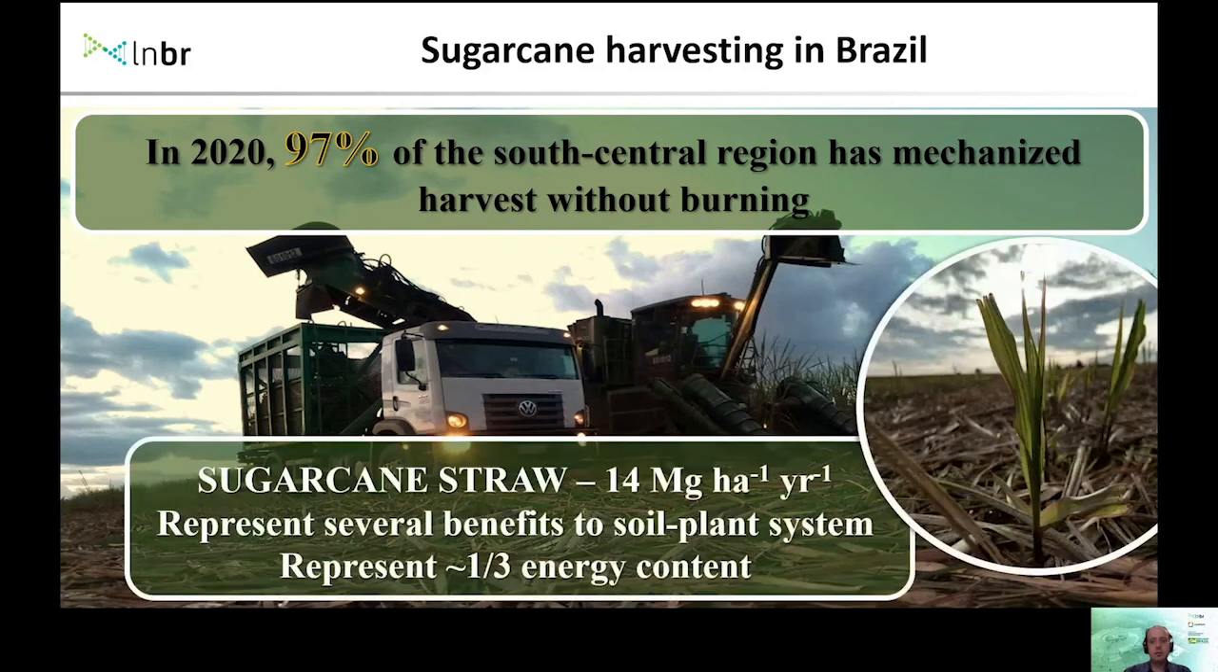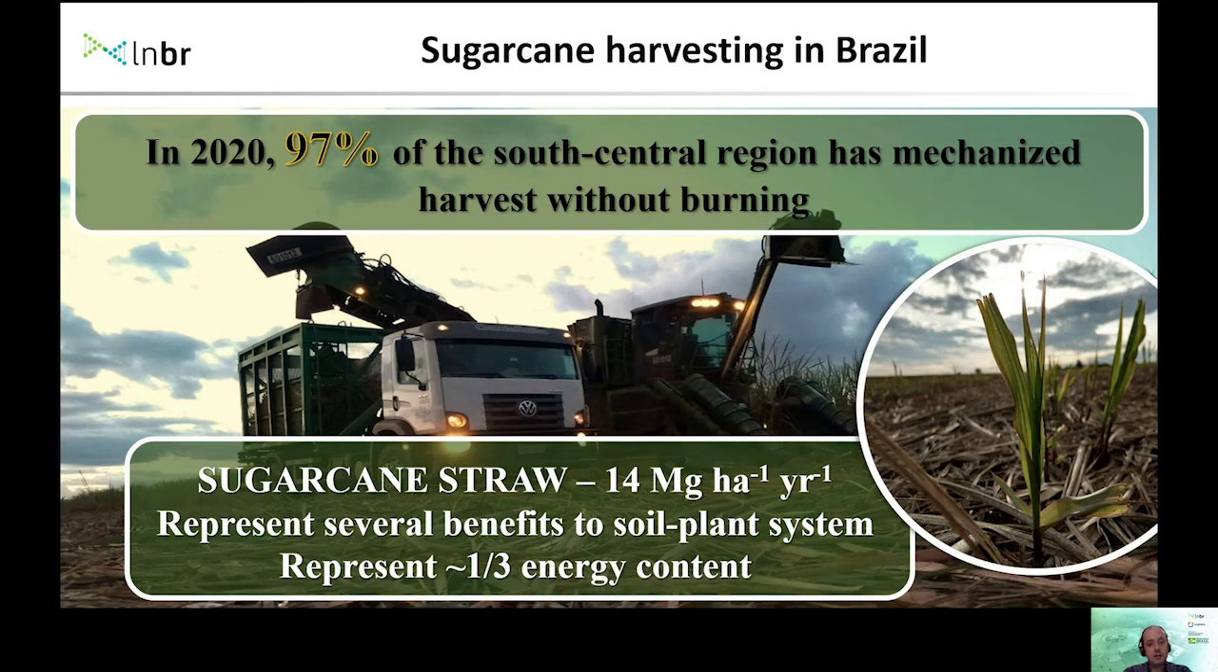So in this scenario, where the sugarcane is harvested without burning, we have a large amount of straw on the soil surface. On average, we can observe that maintaining a large amount of straw on the soil surface represents several benefits to soil-plant systems.